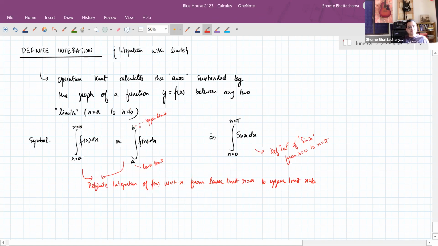So you can think of this like a different operation. The purpose of this operation is different. It is to calculate the area under the curve, whereas the purpose of the indefinite integration operation was to give us the antiderivative.